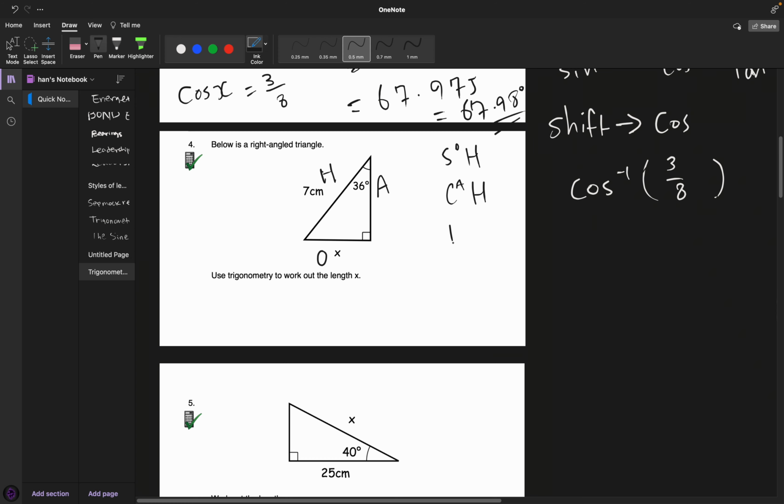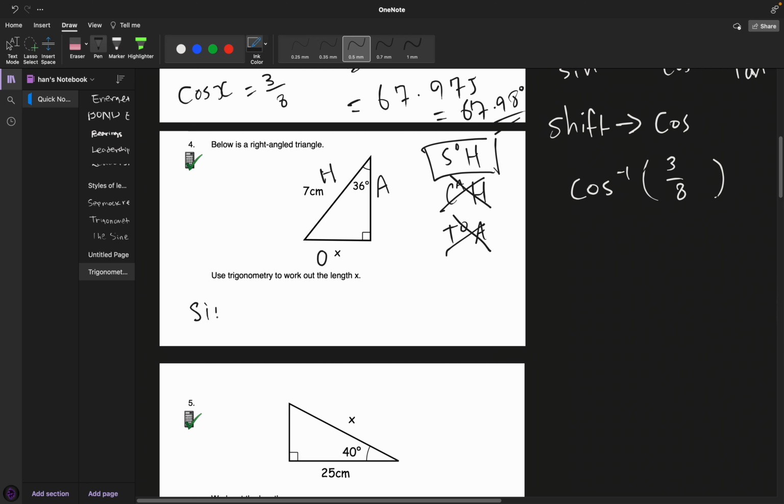This is why it's really useful to memorize SOH CAH TOA. And then we're looking for the length of x. We're provided the hypotenuse, but we are not provided the adjacent, and we don't need to find it. So anything with A, we're just going to cancel out and delete. So we're going to use the SOH equation this time.